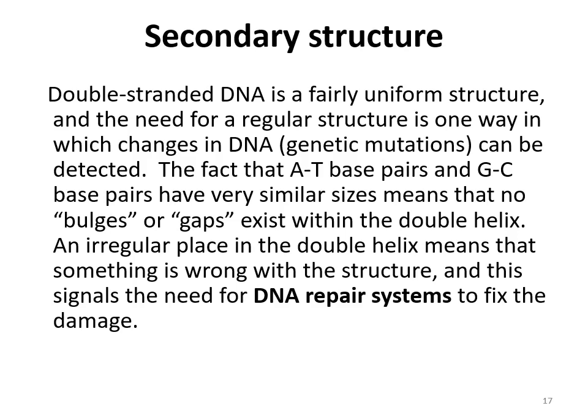The fact that the adenine and thymine base pair and the guanine and cytosine base pair are very similar in size means no gaps, no spaces in between the double helix. If there are some irregular places in the double helix, it means that something is wrong with the structure, and this signals the need for a DNA repair system to fix the damage. So we also have our DNA repair system in secondary structure to make it uniform and regular.